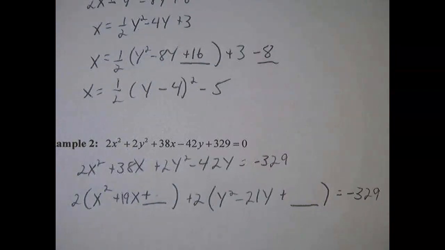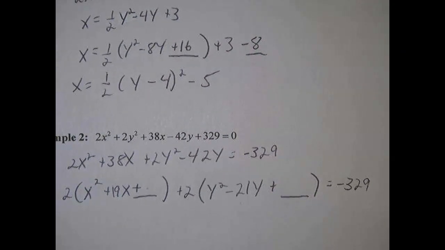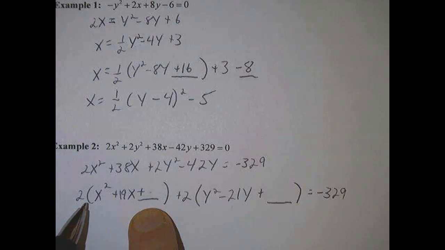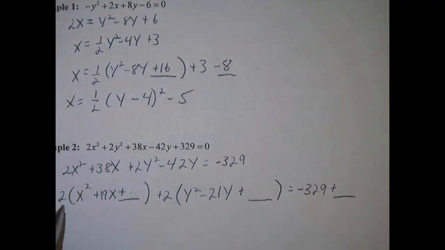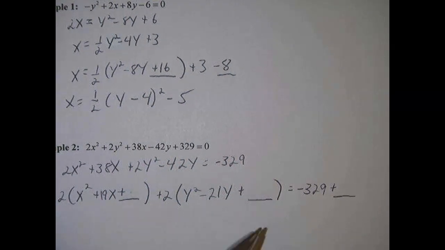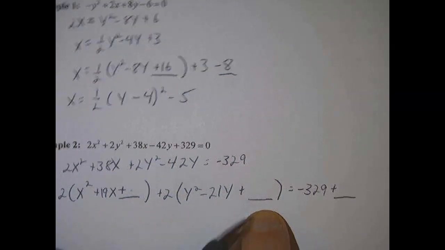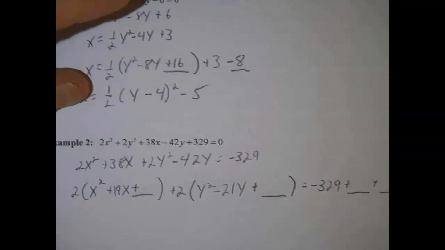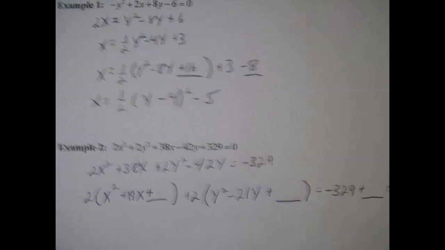All right, now what do we do to keep this balanced? Well, I'm going to add something here, so I'm going to add it to the other side. It's actually going to be twice as much because whatever I add, I'm multiplying it by 2. I'm going to add something here, so I'm going to add another thing to the other side. So I'm adding a bunch of stuff to the other side, and now let's write this as completing the square.